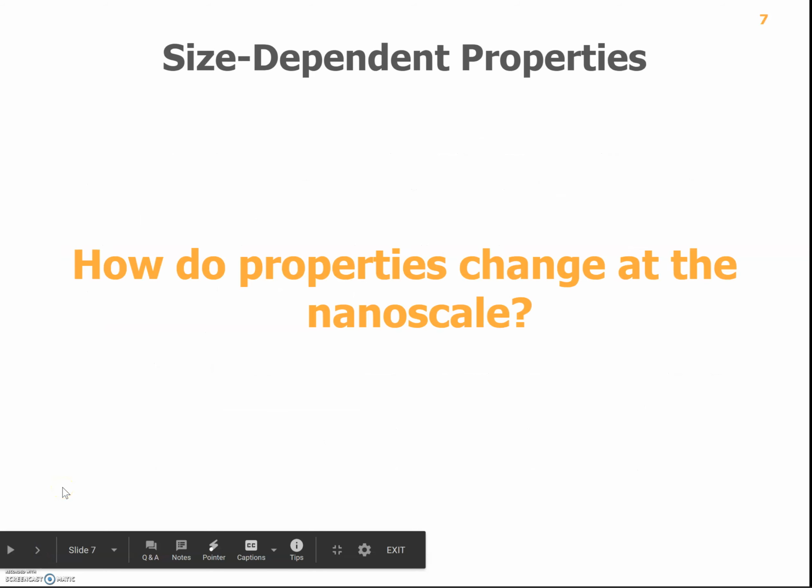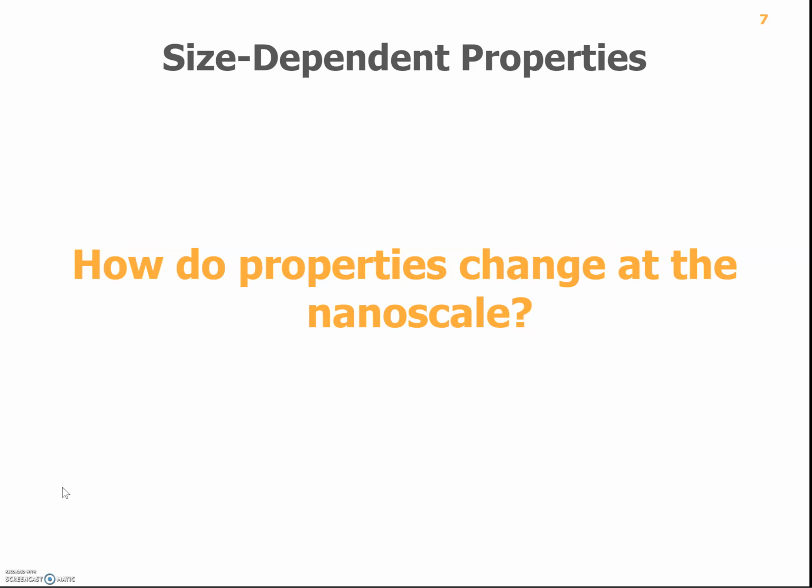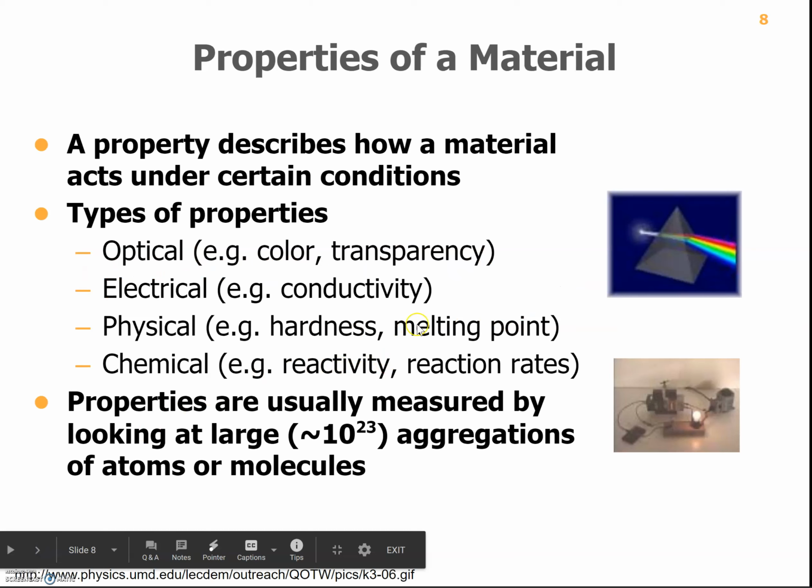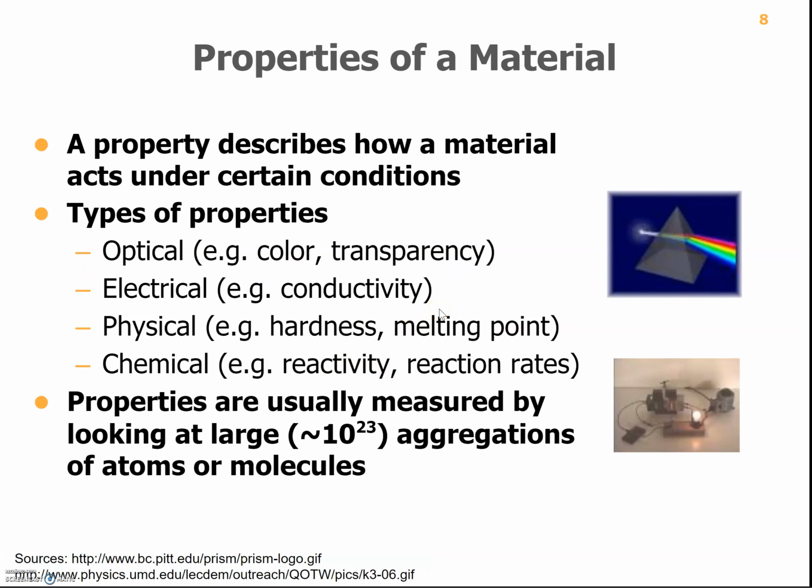The important thing that I want to go over is the size-dependent properties, or how properties change at the nanoscale. So properties of materials basically describe how a material acts under certain conditions. And types of properties are optical, which is color and transparency, electrical, which includes conductivity, physical, which are things like hardness and melting point, and chemical, which are reactivity and reaction rates.